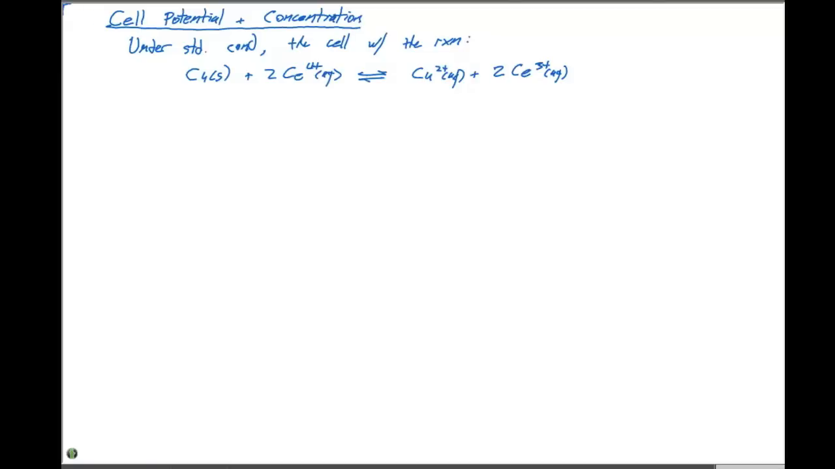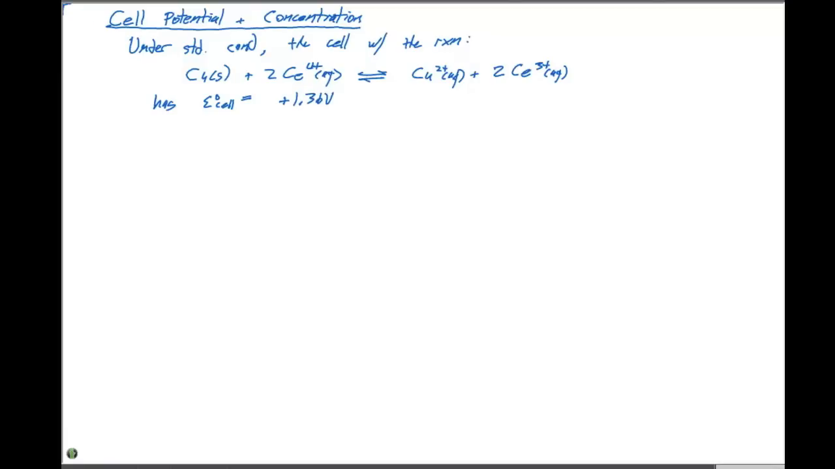Previously we really didn't have to worry about that too much, but now we have this particular equilibrium that we can establish, and we can discuss what's going on in this particular system of equations. So under standard conditions, this particular cell reaction has a standard cell potential equal to positive 1.36 volts.